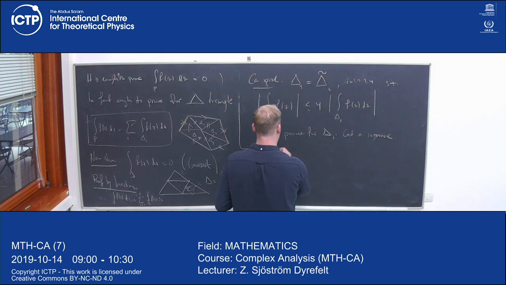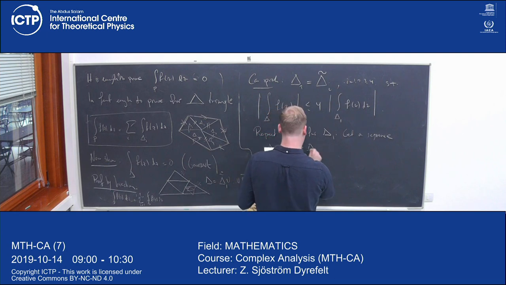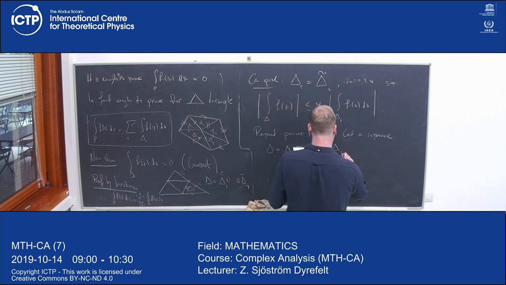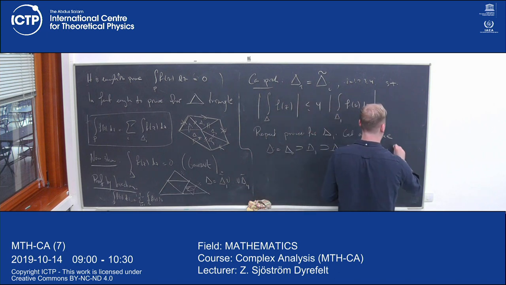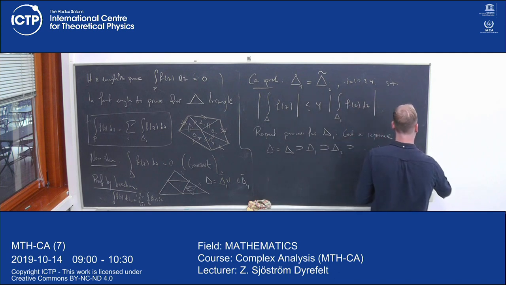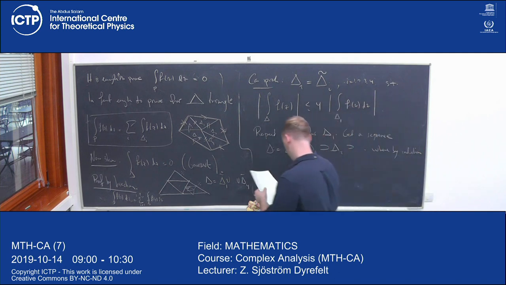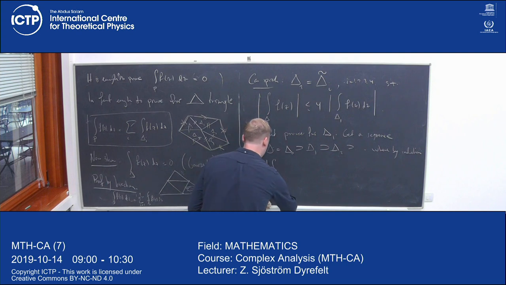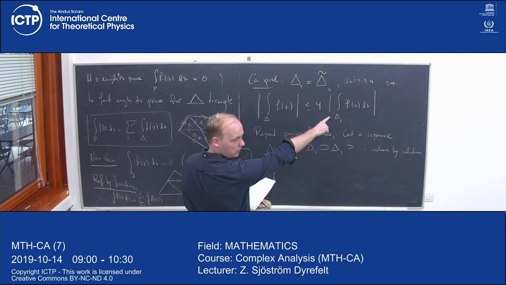Delta was delta 0, and then you get delta 1, delta 2, etc. So smaller and smaller triangles, whereby by induction you can show that, well, you always choose it this way, right?